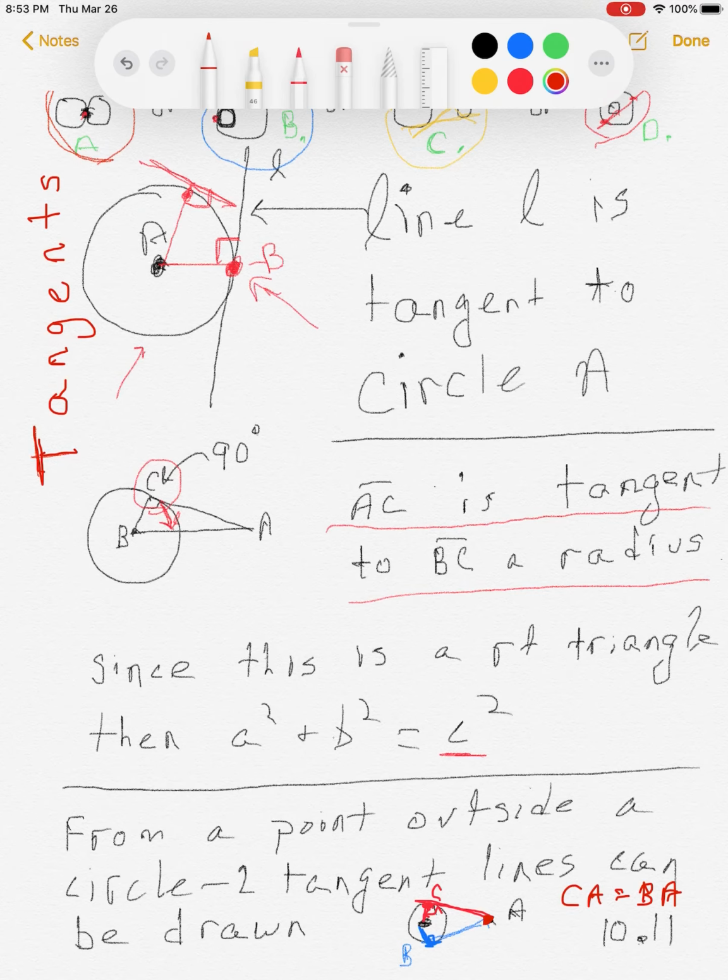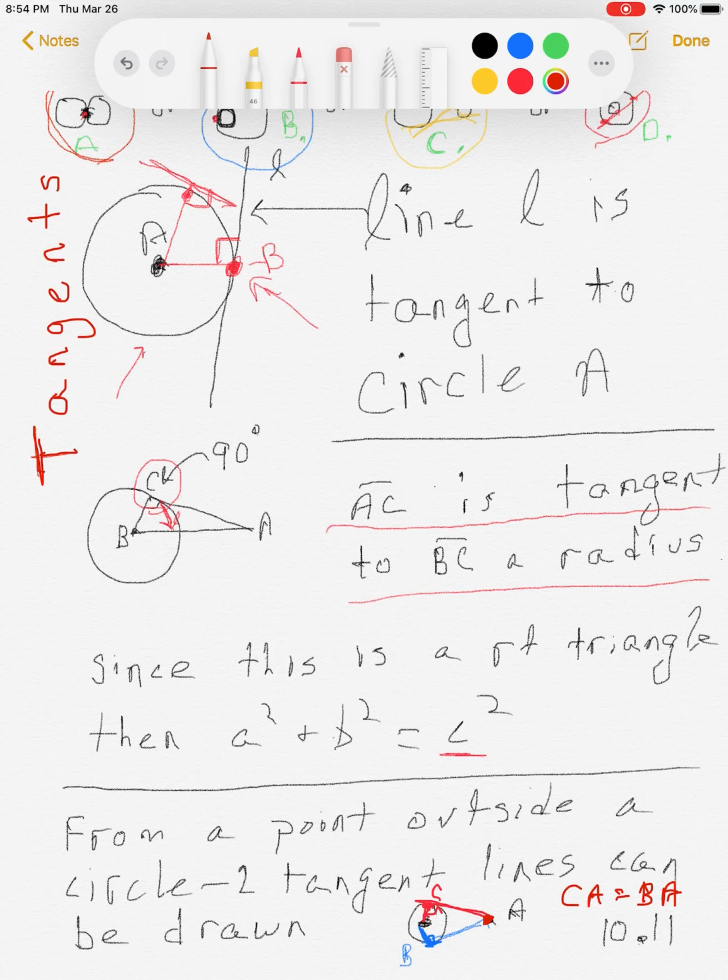So if I was to put that in words, from a point outside of a circle, there are two lines of tangency that can be drawn, and these two segments are equal in length. CA equals AB.